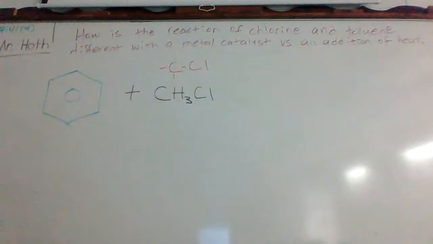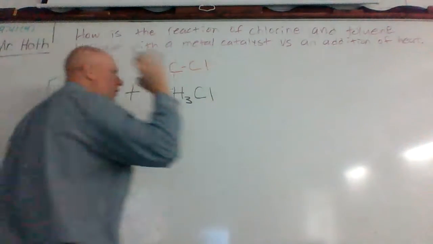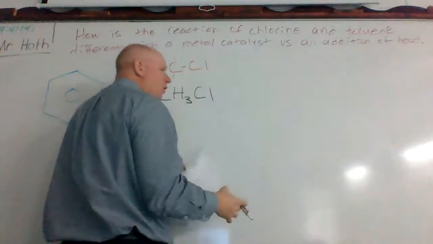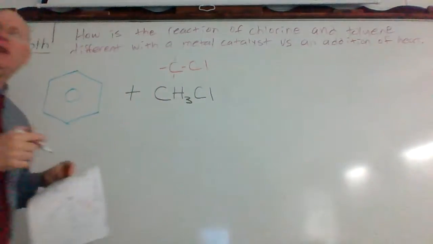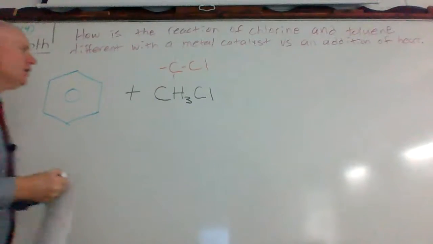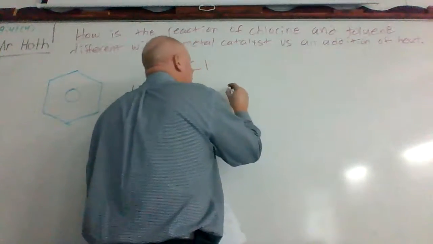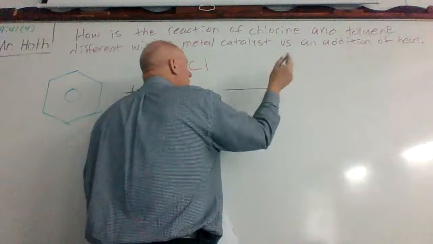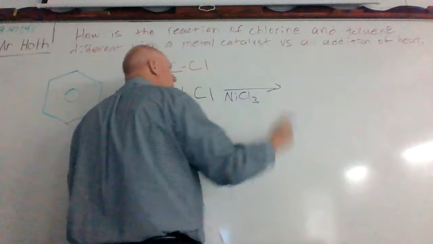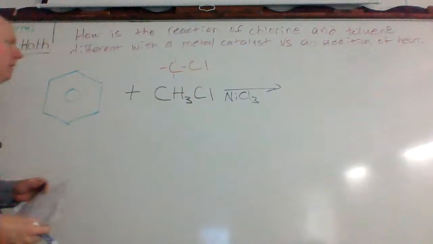So what are we going to do to get this toluene on here? According to this, we have to use what type of catalyst? You have to use what's called a metal catalyst. So in that case, we'll just use, I don't know, nickel chloride. That is a metal catalyst.